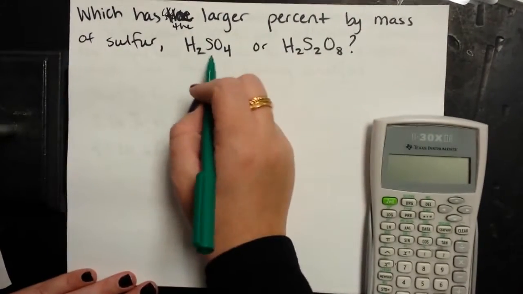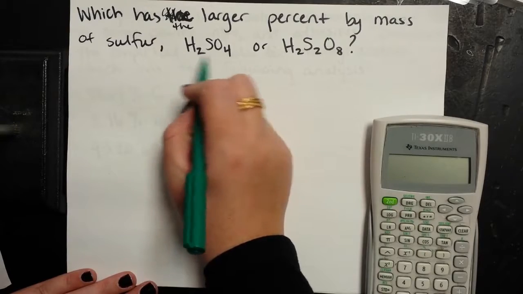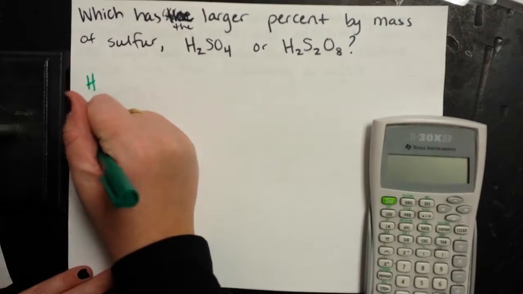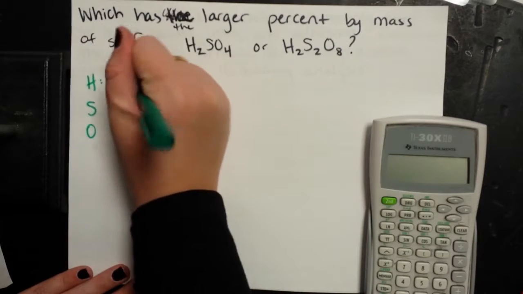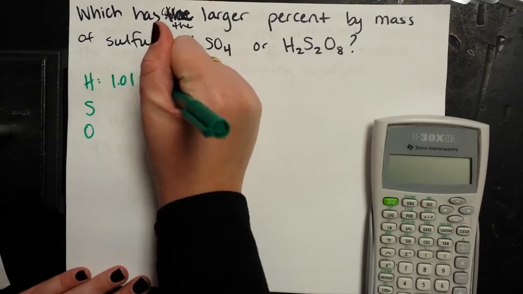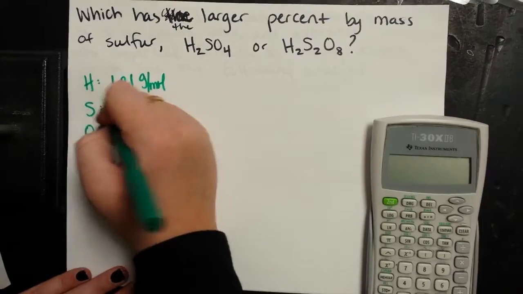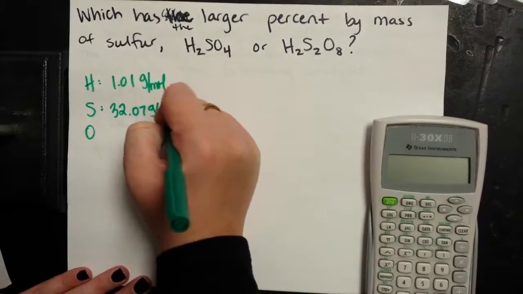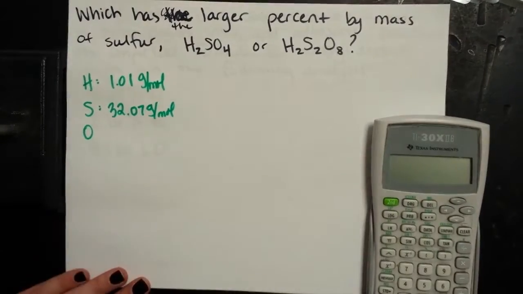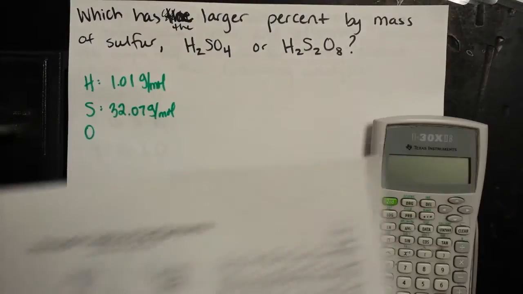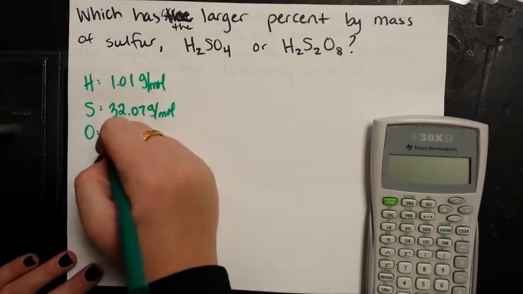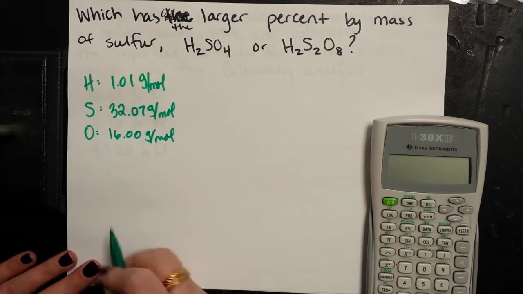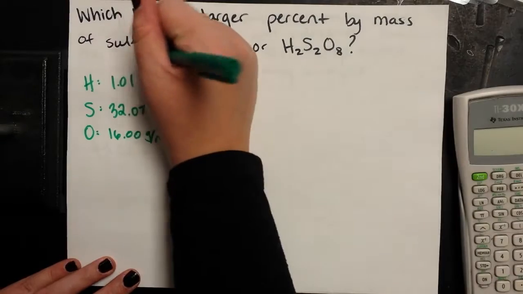Okay, here I'm going to take H2SO4, this is sulfuric acid, and I need to find its molar mass. So I've got 1.01 grams per mole for hydrogen, 32.07 grams per mole for sulfur. Remember, I'm getting all this from the periodic table. And I've got 16 grams per mole for oxygen. Okay, this is for H2SO4.